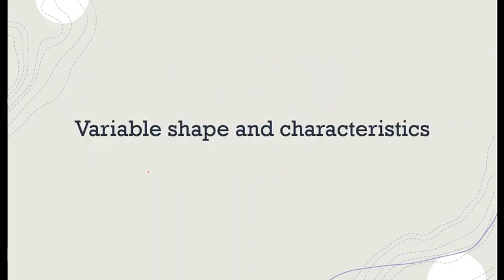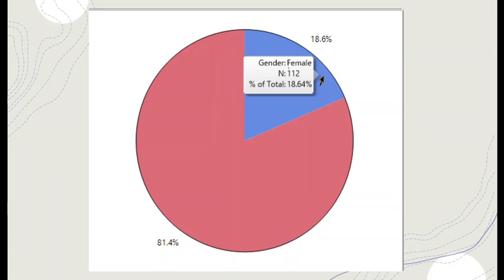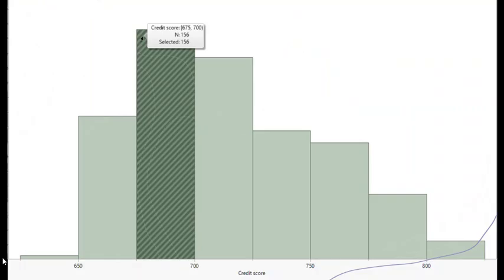All right, next we will study the variable shape and characteristics. In this case, we will start with the column called gender, right? And we can see the distribution of values. In this case, we have 81.4% of the observations as males, right? And the remaining 18.6% are females. And this becomes apparent from this tooltip that we clicked on in the program we worked with. So this one is an example.